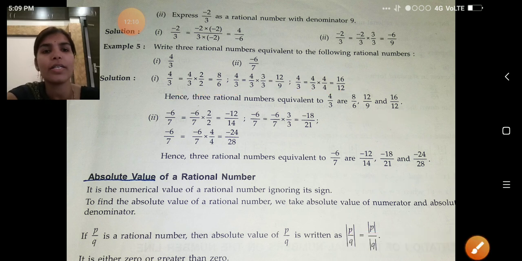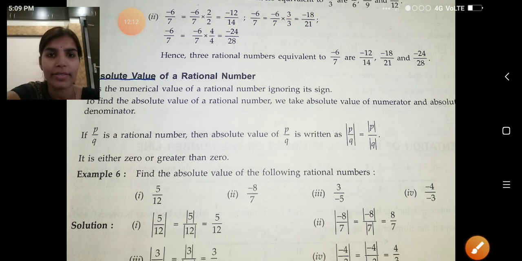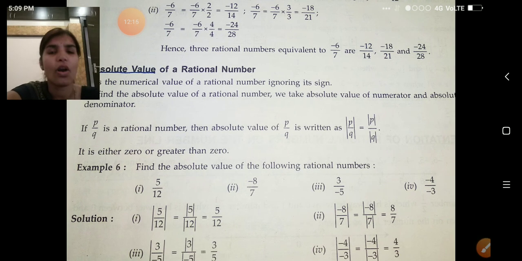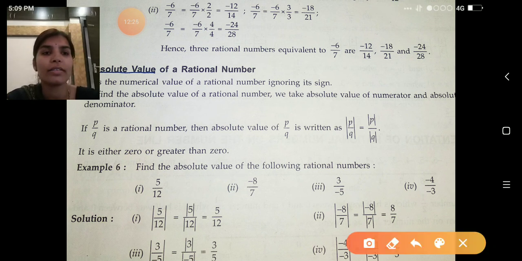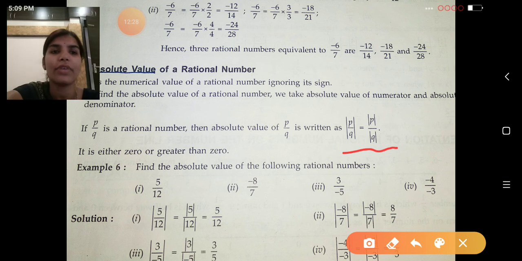Okay, so these are the examples I am explaining to you. The next concept is the absolute value of a rational number. All of you know that rational numbers are in the p by q form. Absolute value is denoted by two standing lines. You see that there are standing lines given. In them we write our rational number. The absolute value of a number is 0 or greater than 0. That means the absolute value is always positive or 0. It is not a negative number.